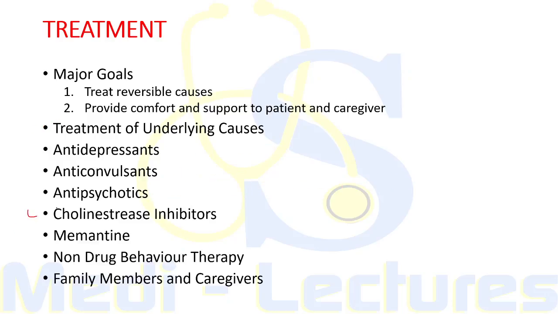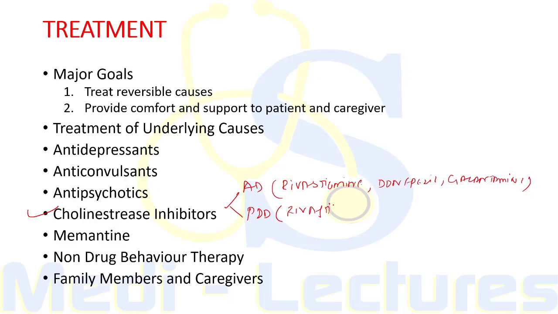Now coming on to the very important drug class, that is cholinesterase inhibitors. Since dementia is characterized by decreased acetylcholine in the brain, cholinesterase inhibitors are particularly useful. So in Alzheimer's disease we have rivastigmine, donepezil and galantamine, and in Parkinson's disease dementia we can use rivastigmine.